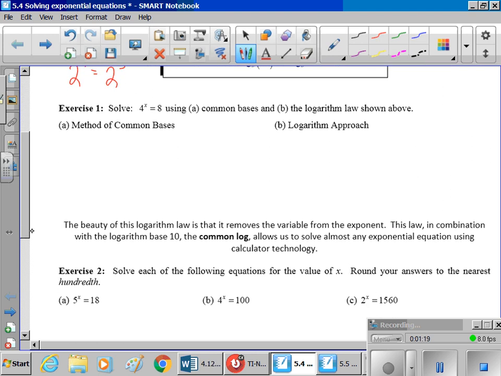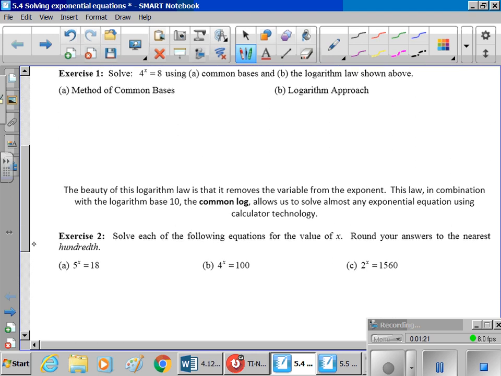So let's look at exercise number 1. Solve 4 to the x equals 8 using common bases and then the logarithm law shown above. So common bases, now beware, 4 to the x equals 8. It's not 2 because 4 squared is 16. It's a really common misconception to just run in there and say, oh, well, 4 to the x is equal to 8. Common bases, bring it down to base 2.